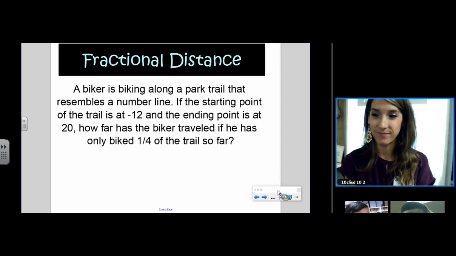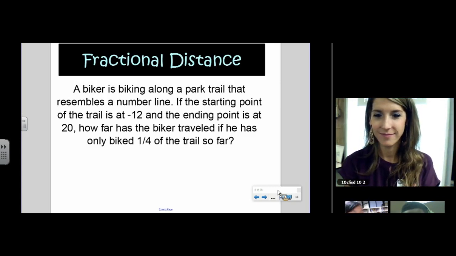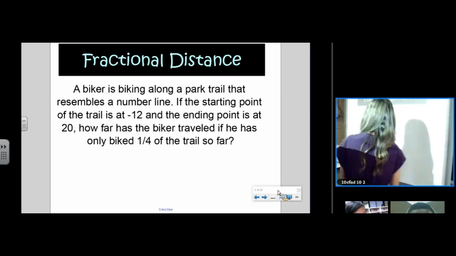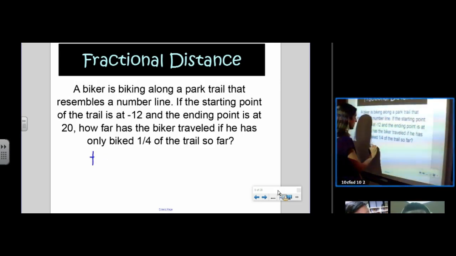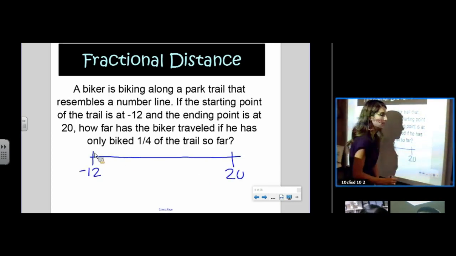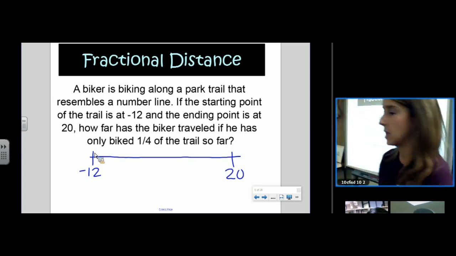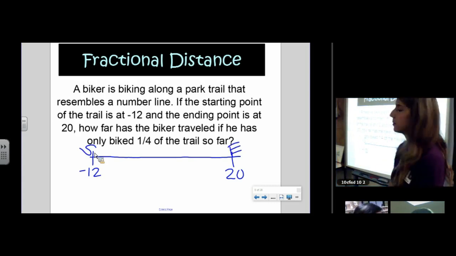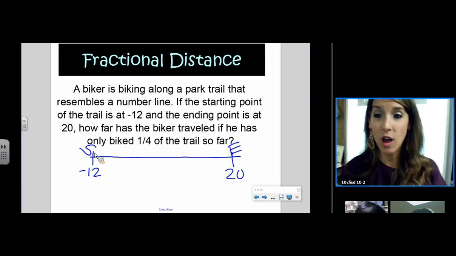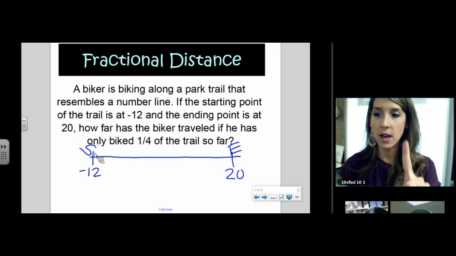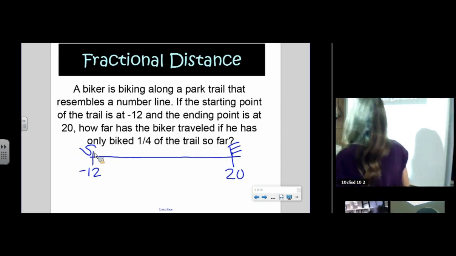What should we do first? Get our pen or pencil out, and find the distance. I totally agree. But for this one, since we're just starting, let's draw a picture first, okay? He starts at -12, and he needs to get to 20. So this is his start. This is his end. We need to find out how long this course is. That's going to be step 1 every time. Find the distance. What is it?